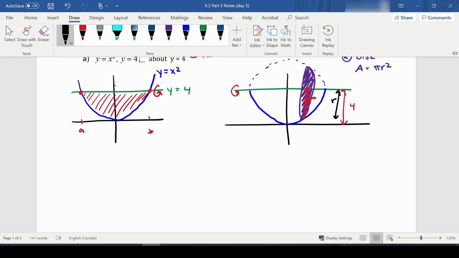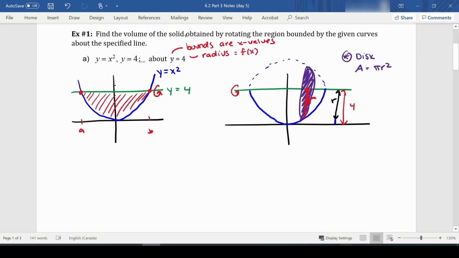Well, if I take a look at my picture, the chunk that's missing is this chunk here, which happens to be the height of my curve. So this height is the height of the curve. So r plus f of x gives me 4, which means that my radius is 4 minus f of x, or 4 minus x squared. So my volume is going to be the integral from a to b, which we need to find, of pi times 4 minus x squared, dx.